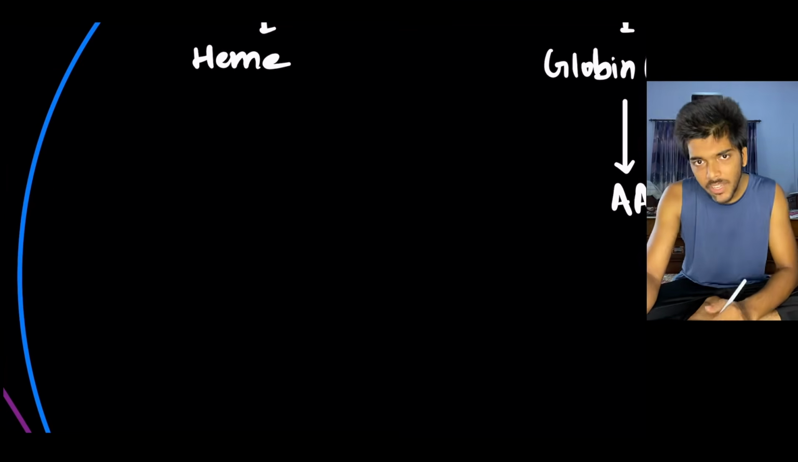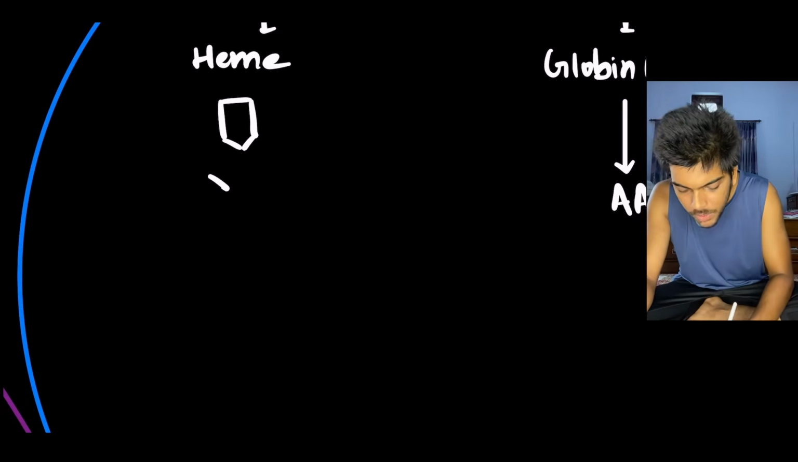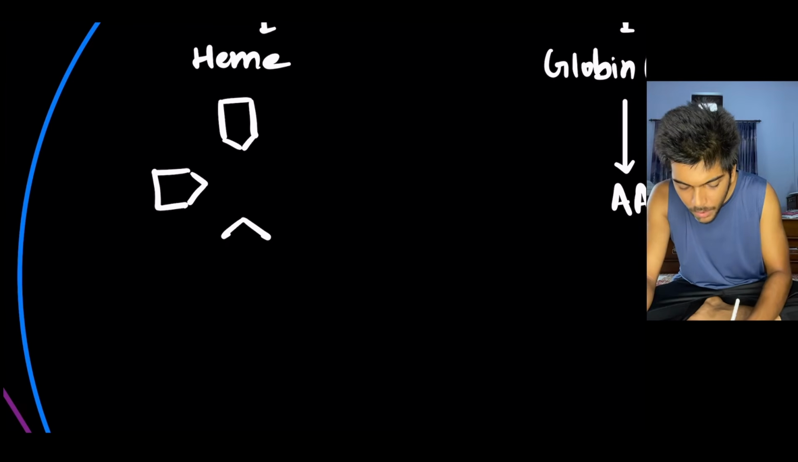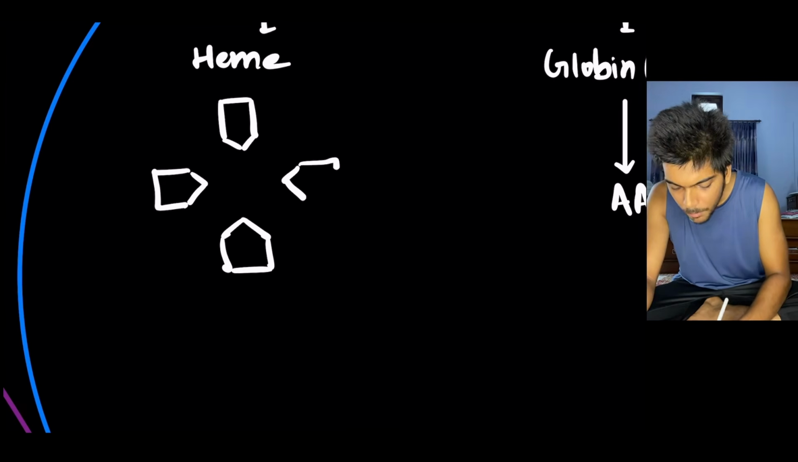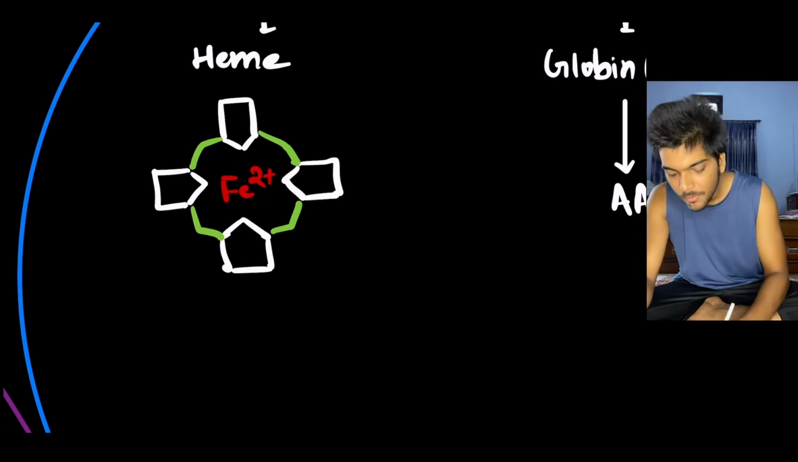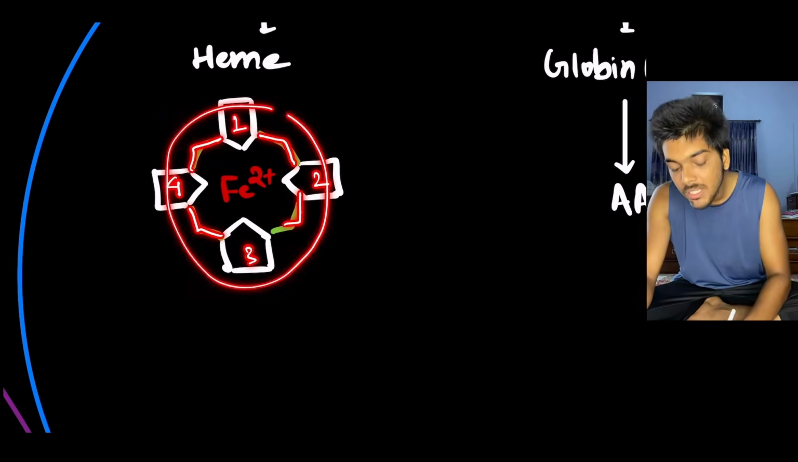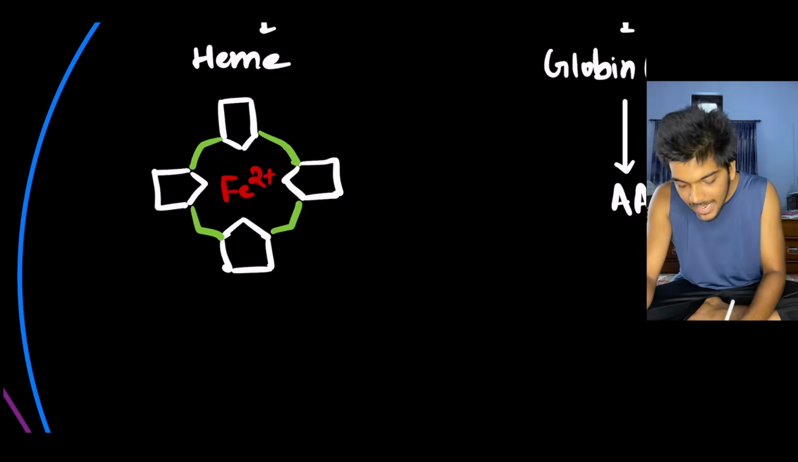Do you know the structure of heme? Heme is made up of 4 pyrrole molecules, connected with one another with the help of methane bridge. And in center, there is iron. Again, so what do we have? We have 1, 2, 3, 4 pyrrole molecules connected to one another with the help of methane bridge, forming a single ring, which is called the porphyrin ring, and a central iron.